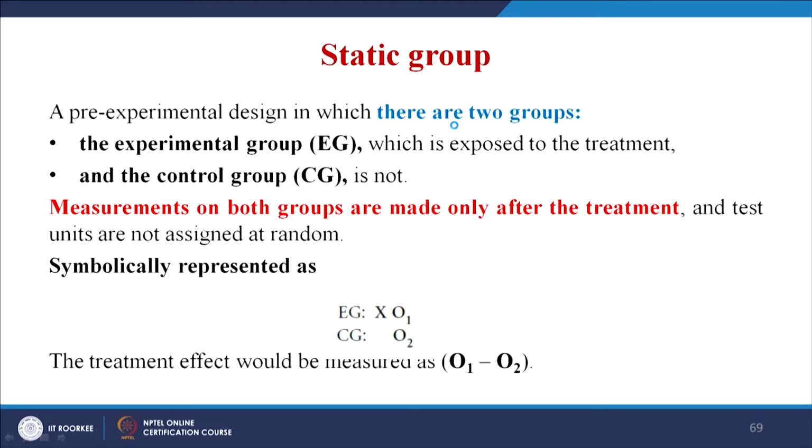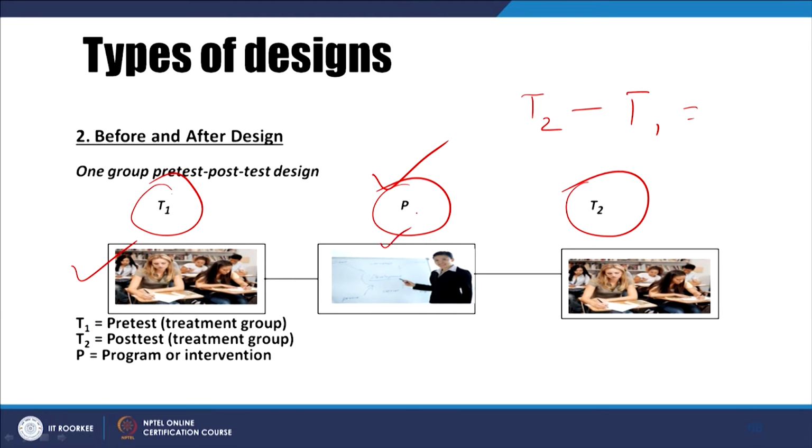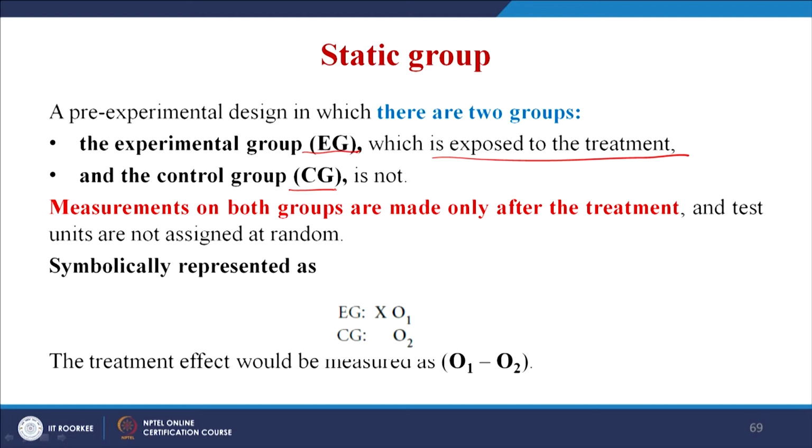So, what is it saying? A pre-experimental design in which there are two groups now, one the experimental group, the other the control group, right. So, what is the experimental group? It is the group exposed to the treatment. Treatment could be, for example, in this case, tuition. So, there is one group like this, and there is another group where no tuition or no coaching is given to them, right. So, this is the control group. Measurements on both the groups are made only after the treatment, and test units are not assigned at random. Now, this is again a problem. So, this is why it is a pre-experimental design.